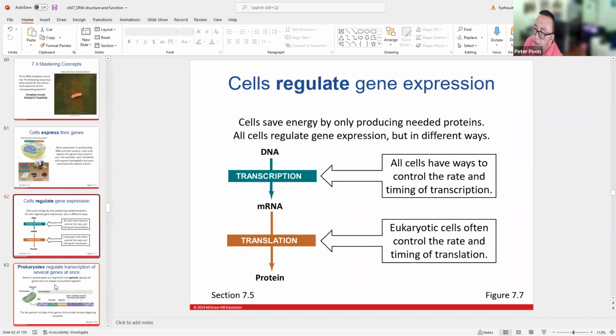So cells express their genes. All cells have ways to control the rate and timing of transcription when the genes are made. Eukaryotic cells often control the rate and timing of translation.